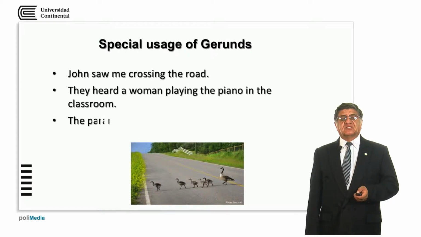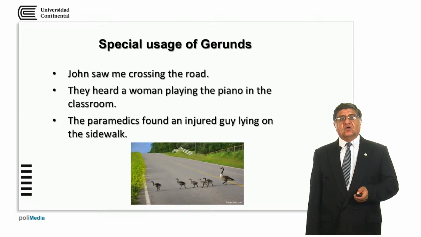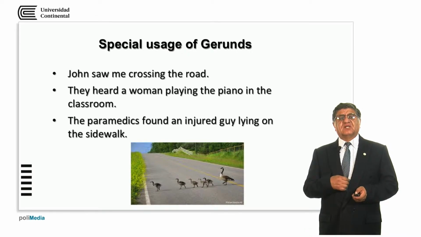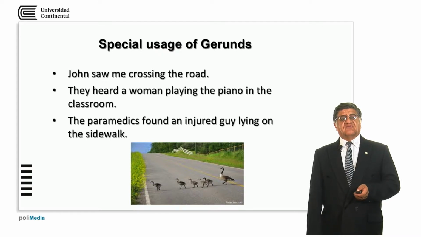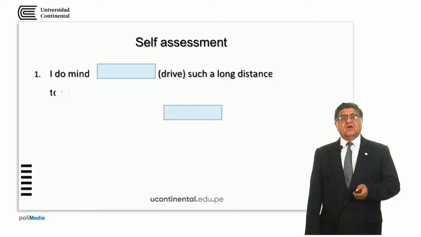Okay, in the past tense, there was an action that John saw. Okay? They heard a woman playing the piano. They heard an action of somebody else in the form of sounds. Okay? The paramedics found an injured guy lying on the sidewalk. Okay, there was a guy lying on the sidewalk, probably after an accident or something similar, and he was lying on the sidewalk.